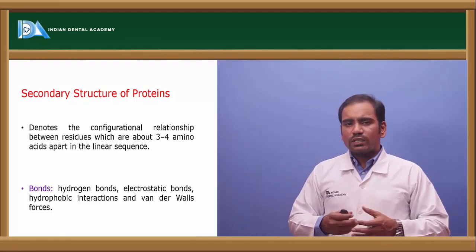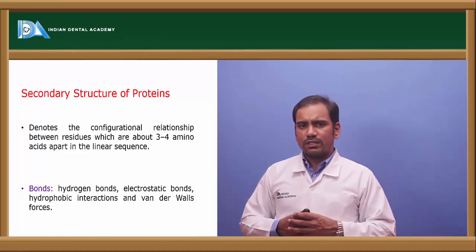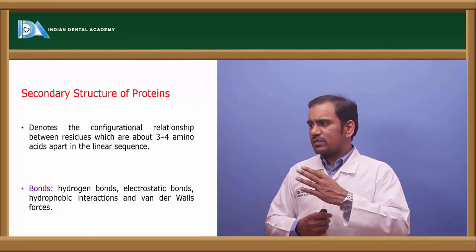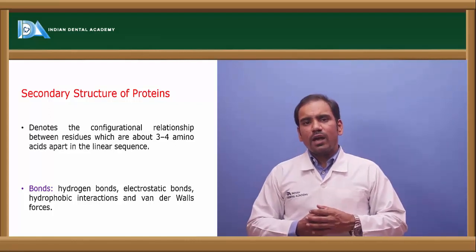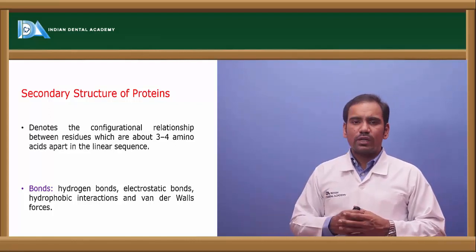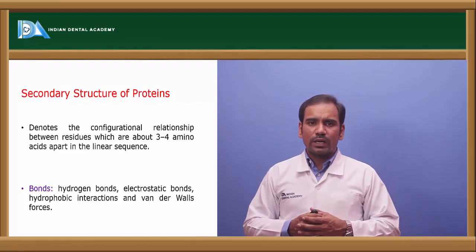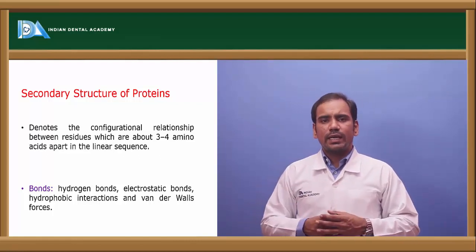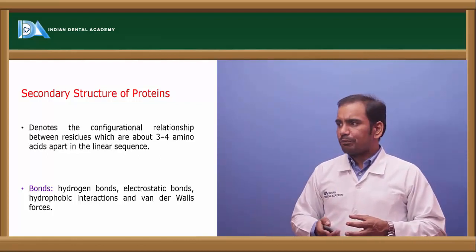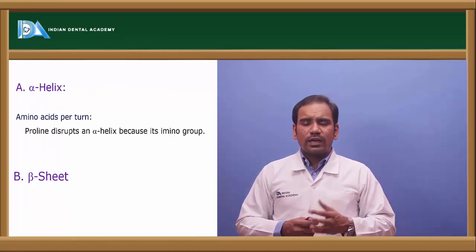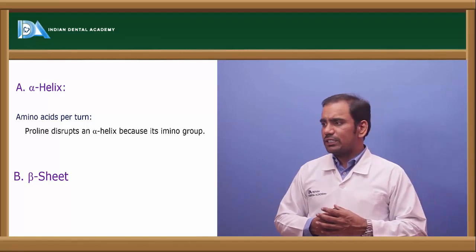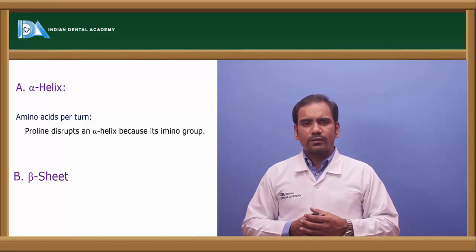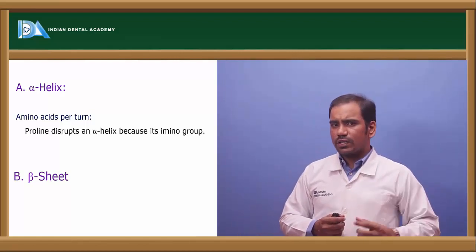What are the bonds stabilizing the secondary structure? The secondary structure is stabilized by hydrogen bonds, electrostatic bonds, hydrophobic interactions, and van der Waals forces. There are different types of secondary structure, like alpha helix and beta pleated sheets. Coming to alpha helix, the name itself indicates it is a helical structure.